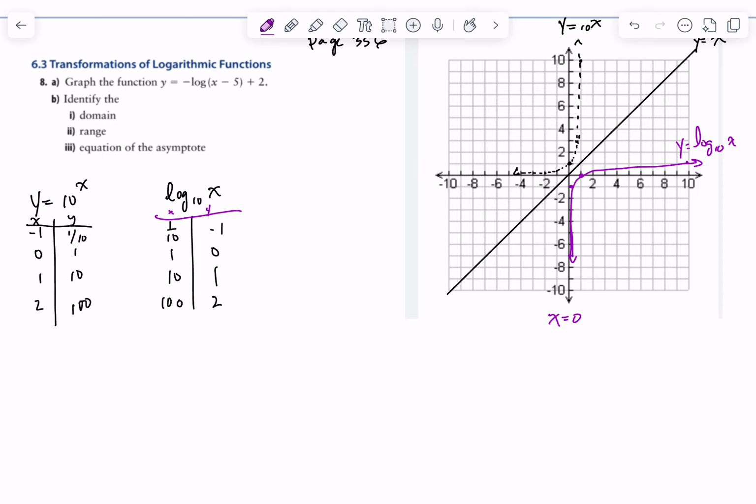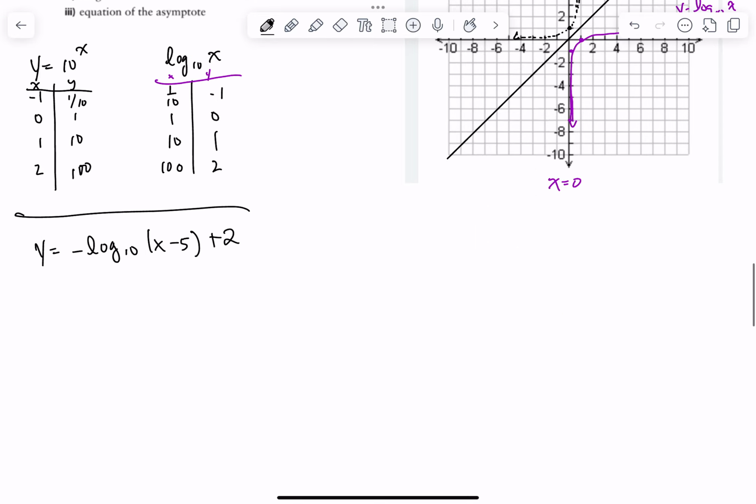So then, if you take a look here, it's just our normal transformation work that we've seen since grade 11 on a whole bunch of different functions. So what this says is, if I'm going to list out some transformations for you, for the graph y equals negative log, I'm going to write the 10 in there just so we don't get it confused, minus 5 plus 2.